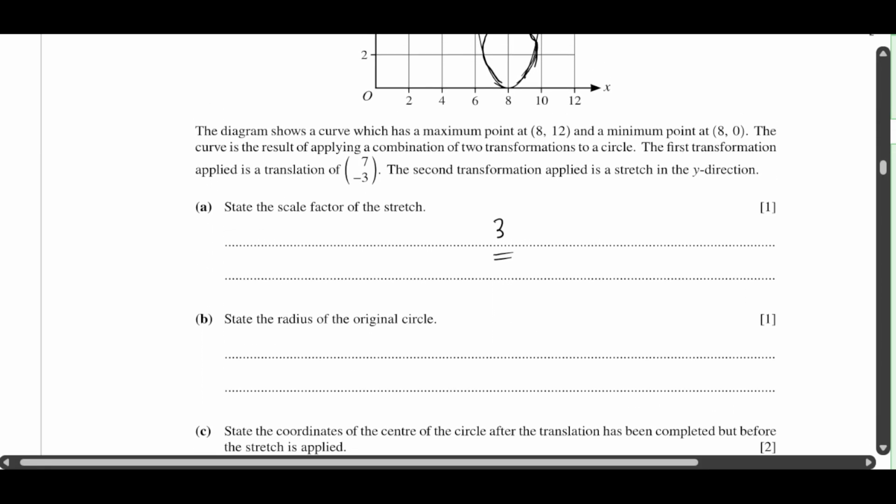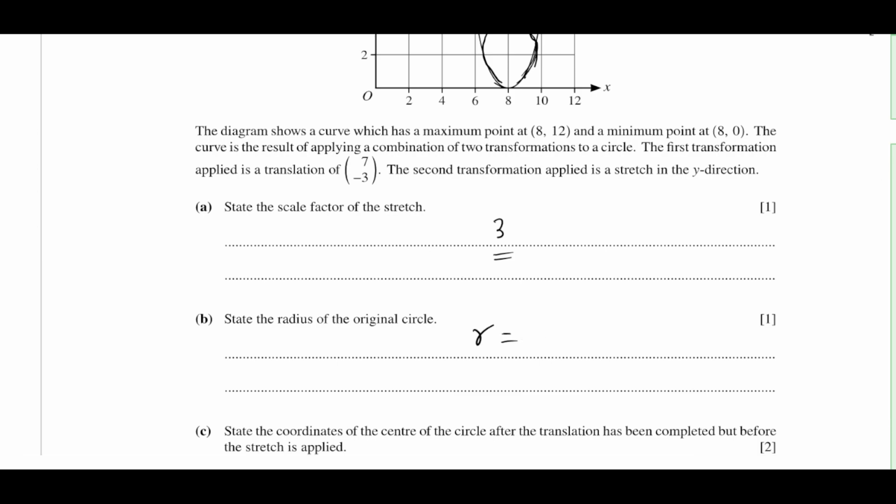Next, state the radius of the original circle. So for the original circle, the radius is 2. 2 what? 2 units you can say. The unit is also not given.